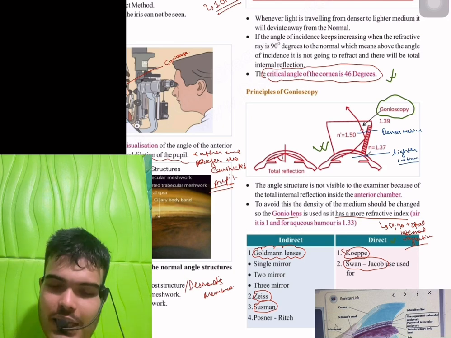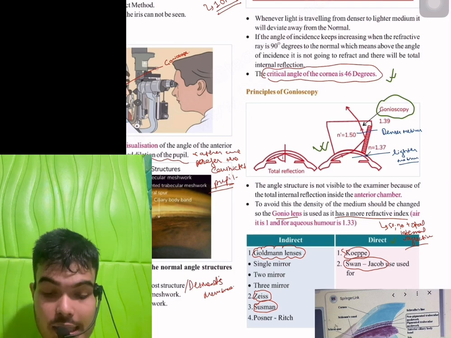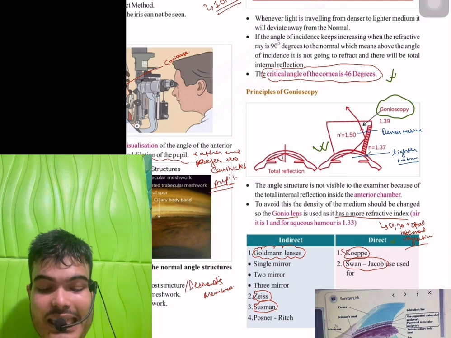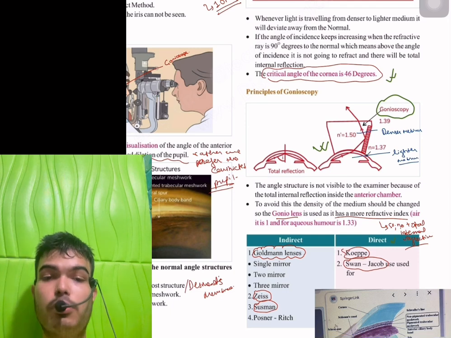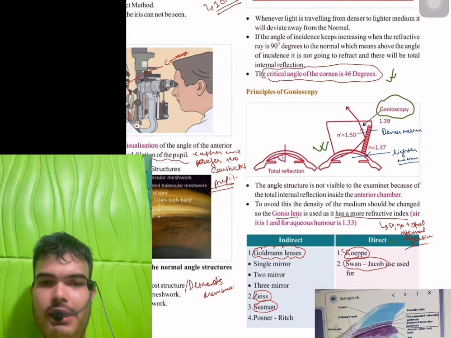for an indirect visualization, that is known as Goldmann's lens, Zeiss-Susspan. Okay, Goldmann Zeiss-Susspan, and this one is Koeppe and Swan-Jacobs.